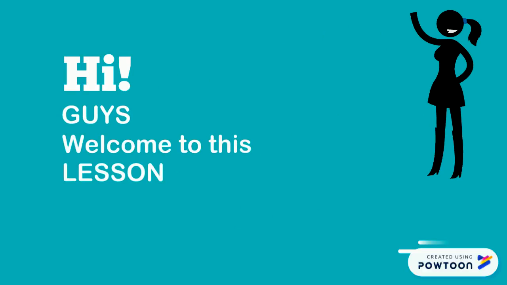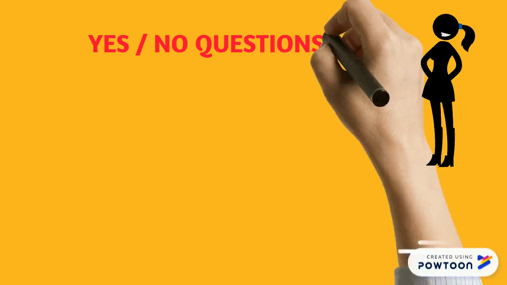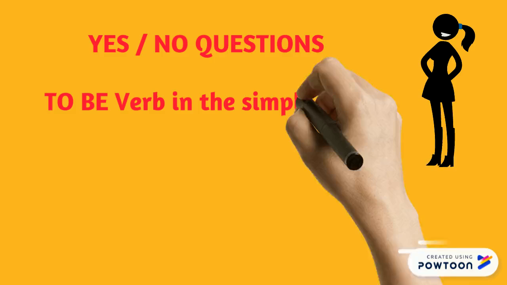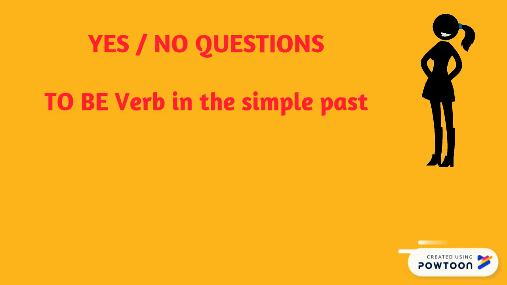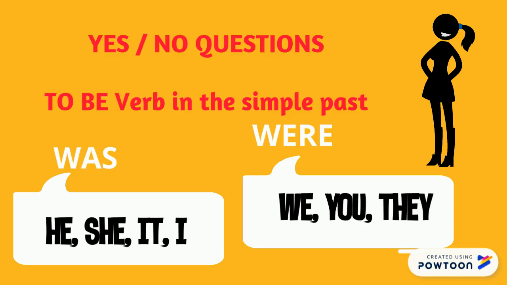So on today's lesson, let's continue talking about the simple past. Now let's start checking the yes and no questions, and remember that we have two forms of the verb to be in the simple past, and those are was, which is used with he, she, it, I, and were, which is used with we, you, they.